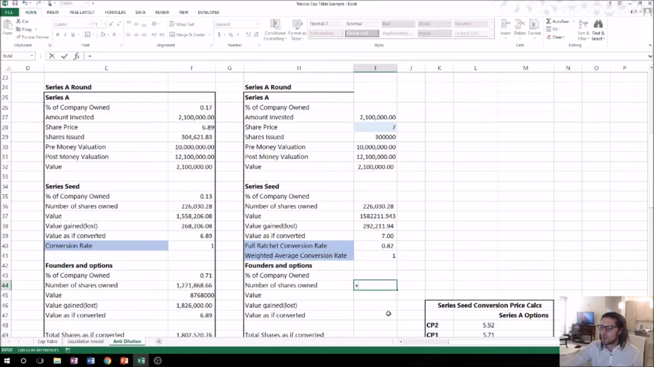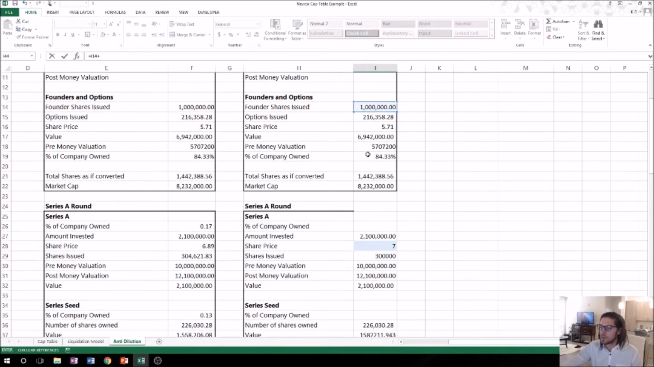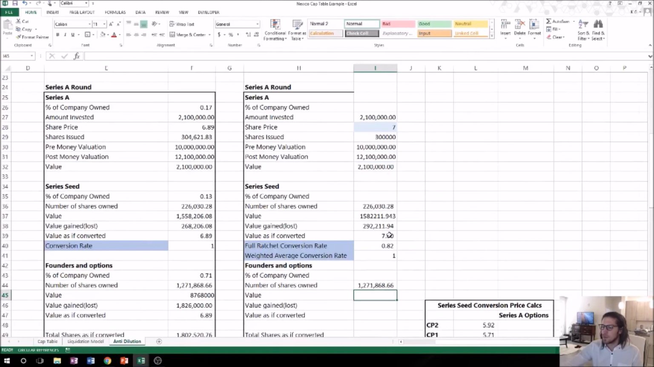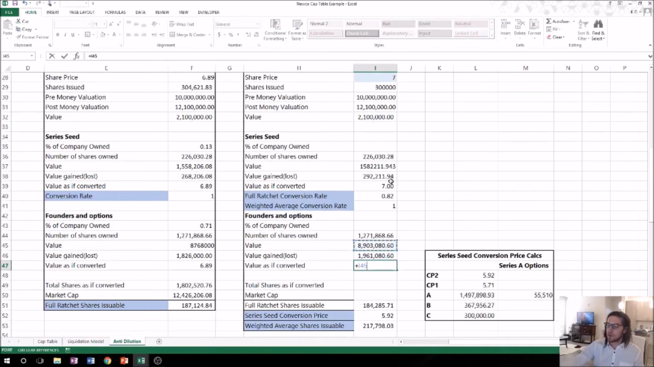Now we'll do the number of shares owned for founders and options. So that's going to be the million from the seed round, plus the options from the seed round, plus the options from the A round. The value of those is going to be that number times 7, or the share price. Share price will change in just a minute. The value gained or lost is going to be the exact same way we did it. And then value of converted value divided by number of shares owned.